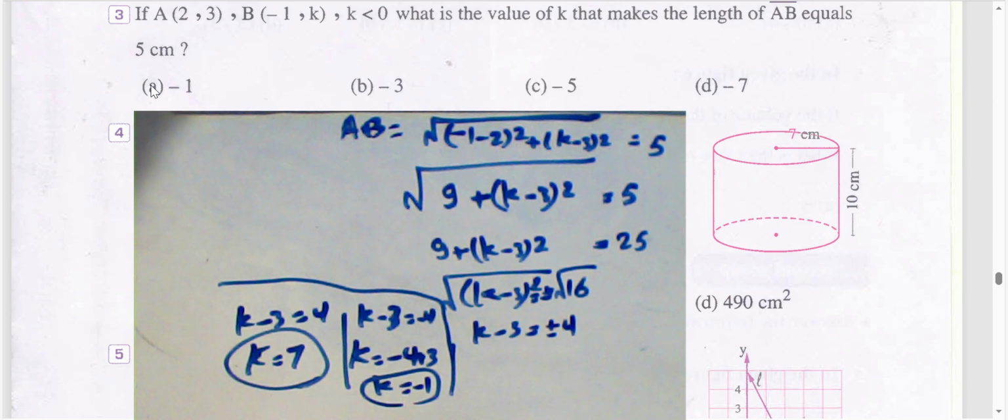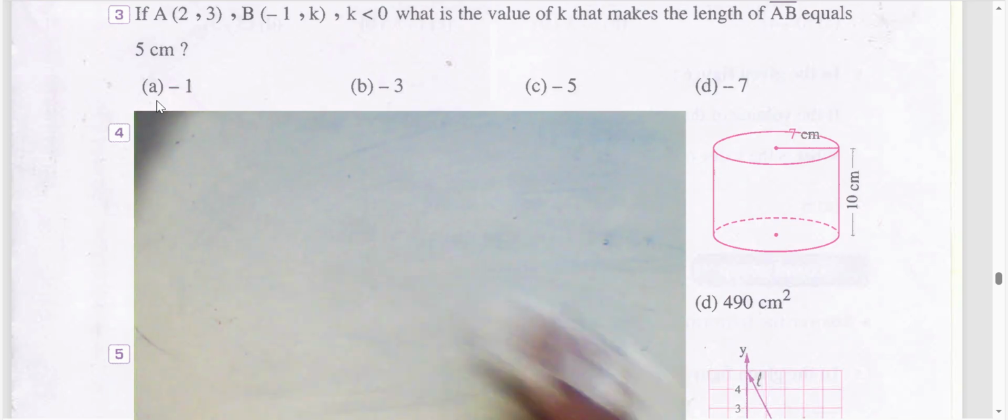Then choose letter A. He asked about the value of k that makes the length of AB equal 5. Choose negative 1 or 7. We don't have 7 but we have negative 1 here. Then the solution will be negative 1. Choose letter A. He wants one of the solutions from the two solutions here because we have power 2.